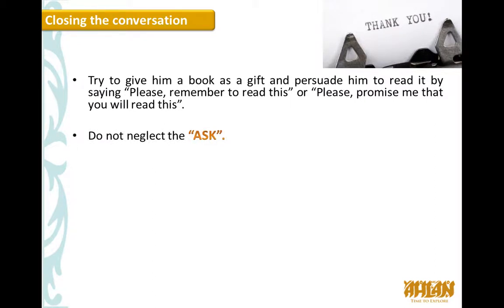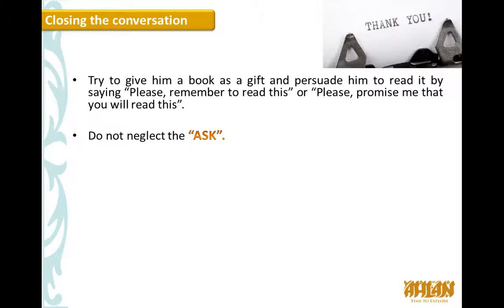Don't neglect the ask. What is the ask? Sometimes you will face people who are interested, people who have no problems with Islam, and people who have no questions, or even their questions are cleared. We can say they are the truth seekers. Okay, if you find someone like that, don't be afraid to invite him to Islam.